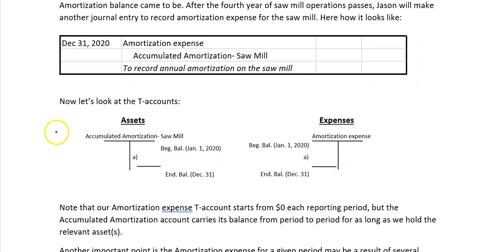But also let's have a look at the T account. So we have assets and accumulated amortization, sawmill. Again, it's not really an asset, it's a contra account. But then we're going to fill this in. And then we have expenses, amortization expense. We're going to add the sawmill amortization to this expense T account. So take a minute to try that journal entry and filling in the T account, and we will cover all of that in the next video.